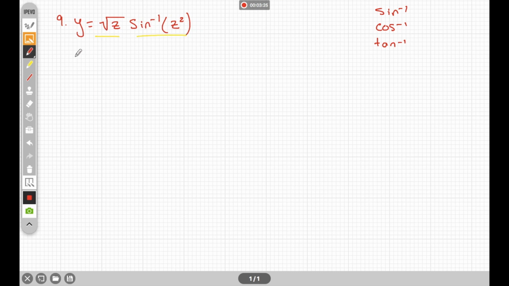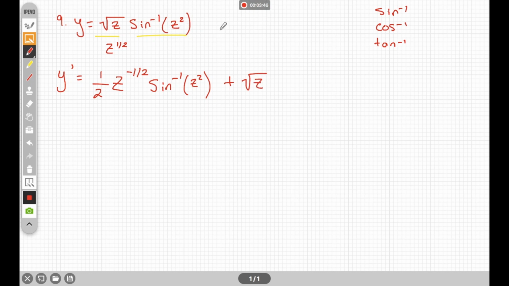So when I start with the product rule, y prime is going to be equal to the derivative of the first. This is just z to the half. So what's the derivative of z to the half? 1 half z decreased by 1 to the negative half. Keep the second function the same, plus keep the first function the same.